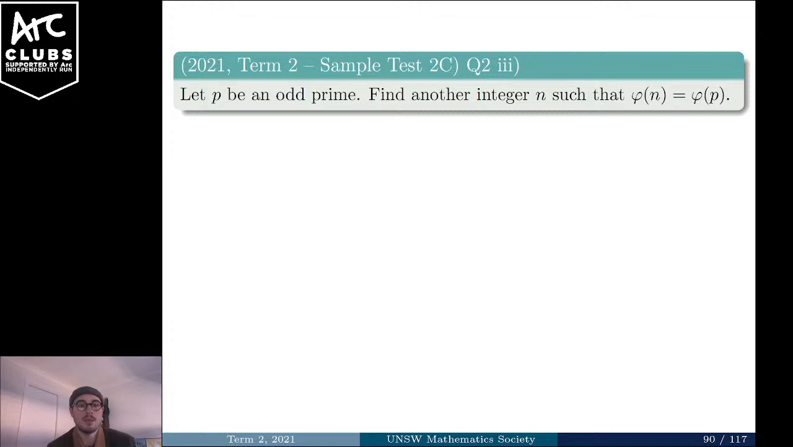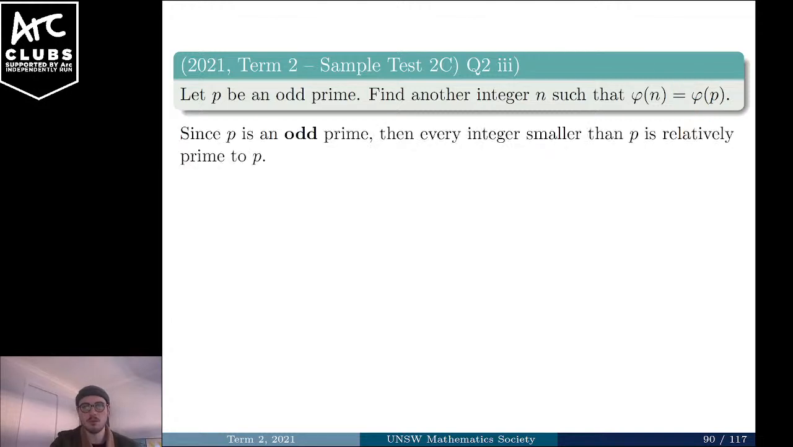Let p be an odd prime. Find another integer n such that phi of n is equal to phi of p. Okay, so the trick here is we want to be able to find something out the front here that's actually just 1. So we're going to use this identity we talked about before.